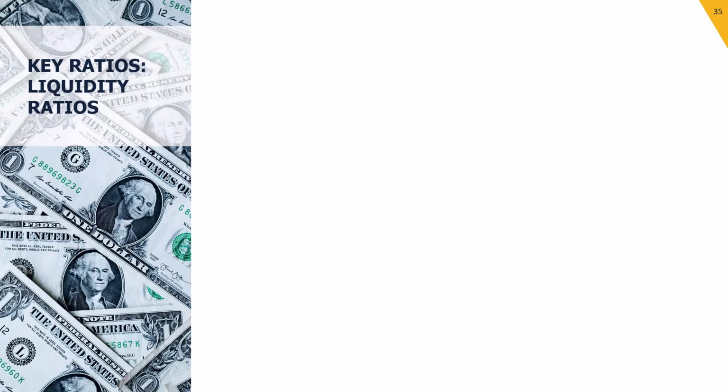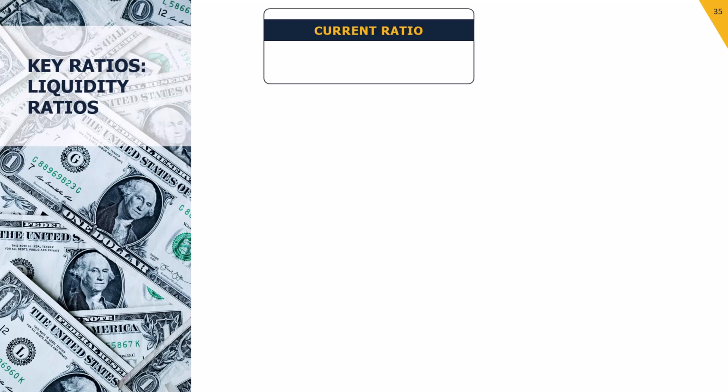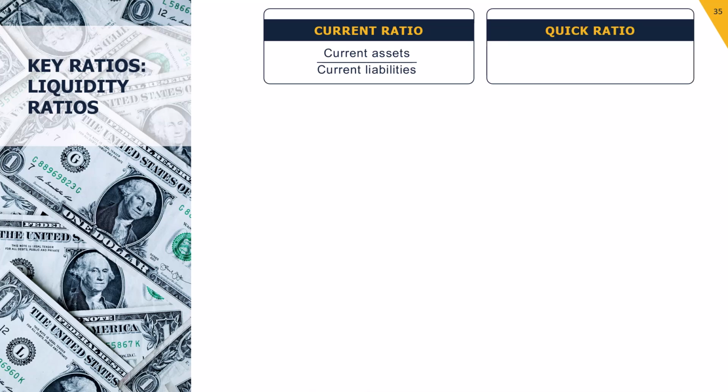Now, the second set of ratios then are our liquidity ratios, and we've got a couple of typical examples in here. So we've got our current ratio, which is our current assets over our current liabilities. So what this shows us then is the number of times that our current liabilities can be met from available current assets. Now, what we've got then is a variation on this, and that variation is our quick ratio.